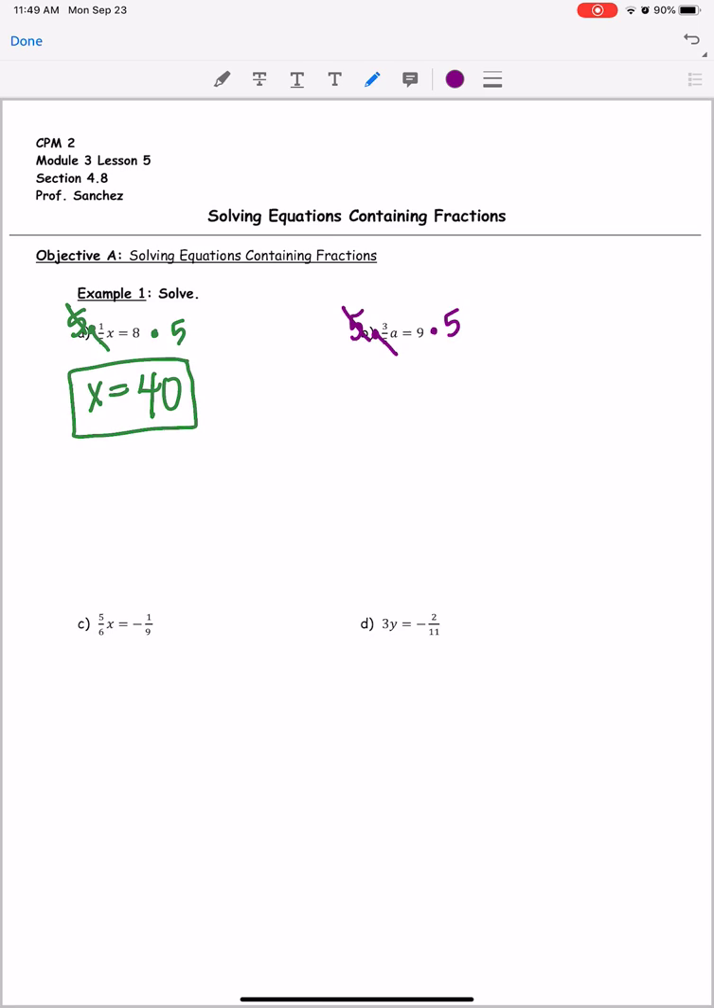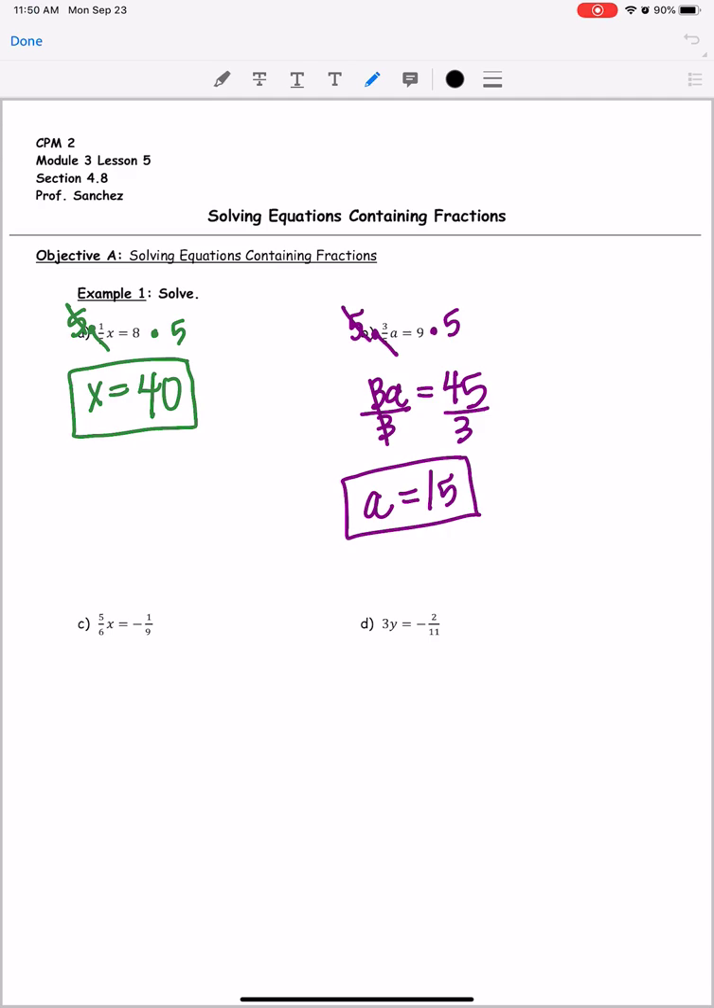So my 5's cancel on this side, and I'm left with a 3a. So we have 3a equals 9 times 5 is 45. And now since we're multiplying by 3, the opposite is to divide that 3 over. And so I get a equals 45 divided by 3 is 15. Okay, so those are your 2 different steps. I started with that divide by 5, so I multiplied, and then we had 3 times a, so then we divided by 3.